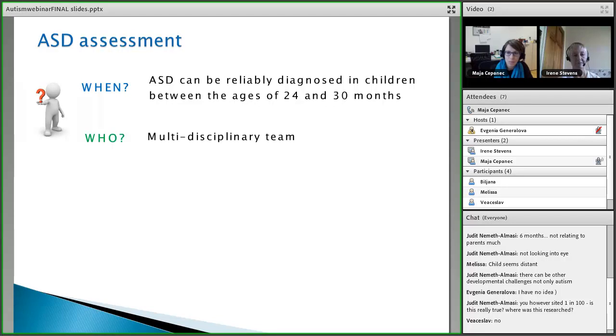So there are some children who will meet criteria for ASD at the age of 2, but will not meet those criteria at the age of 6. It is a small amount of children, I think around 10 to 15%, but these children still exist.